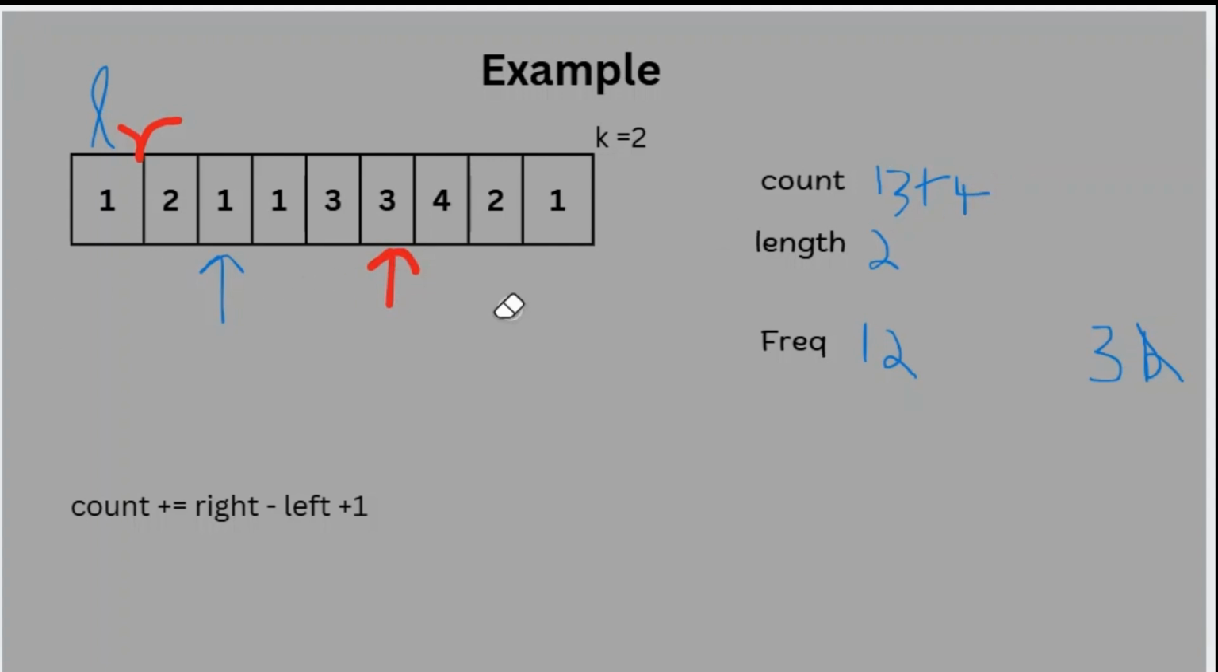Next, the right pointer is incremented and it will be pointing towards 4. A new value is added to the frequency table, that is 4, which occurs 1 time. When this is added, length is changed to 3. So 3 is greater than 2, so now we have to increment left.